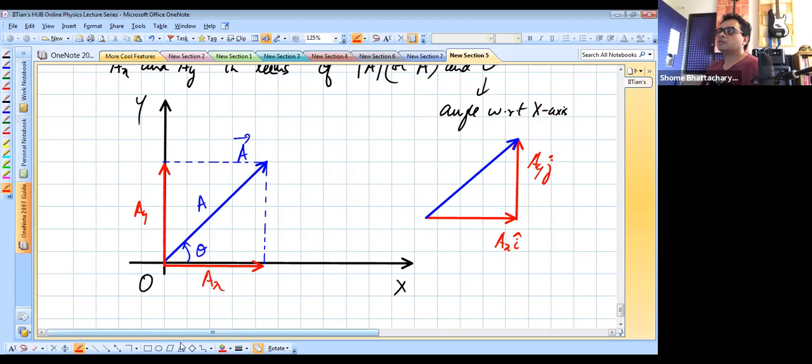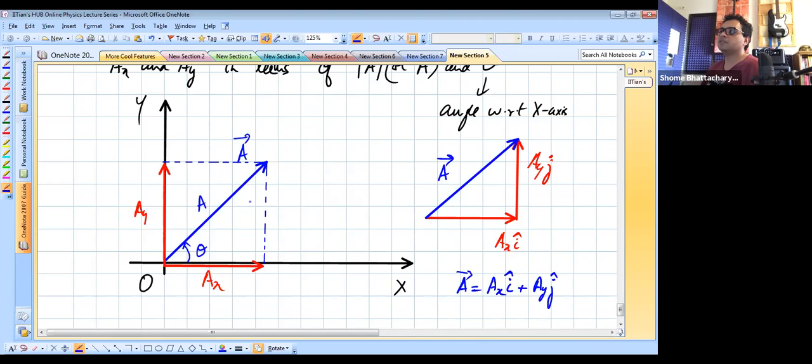So that is why we logically write the equation that Ax i cap plus Ay j cap is nothing but the vector. So the vector A, you can see, is the sum of this vector, which is Ax in length but along the x-axis. When we multiply that scalar quantity Ax with i cap, it becomes a vector of magnitude Ax along this direction, plus this vector, which is magnitude Ay but along the y-axis. That resultant is nothing but this vector.